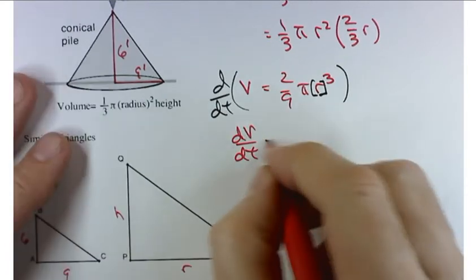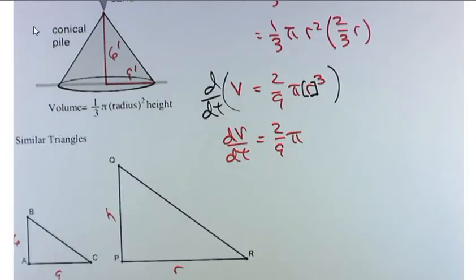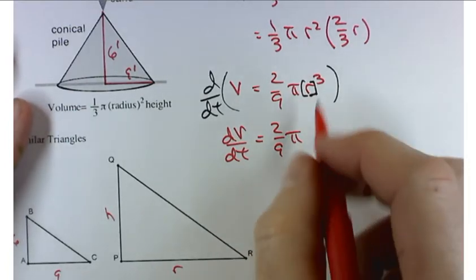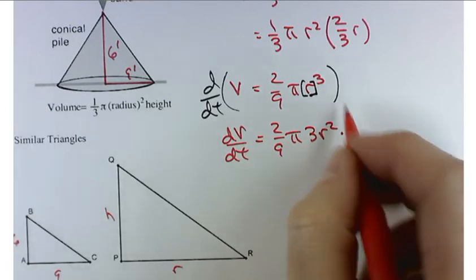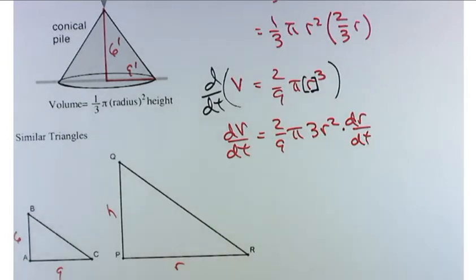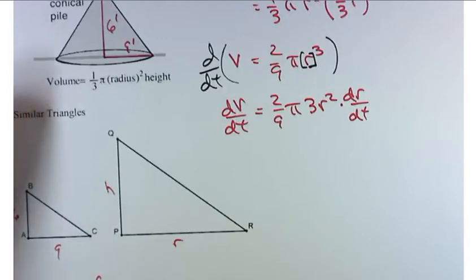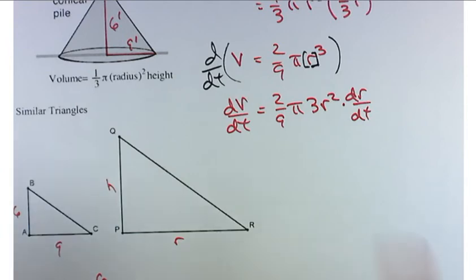Derivative of the outside times the derivative of the inside. So what's the derivative of the outside? 3r squared, times the derivative of the inside, which is dr by dt. Okay, all right, so let's see here. What did they give us? Let's clean this up a little bit. The 3 and the 9 will cancel. That'll be 2/3 pi r squared dr dt, and that's dV dt.